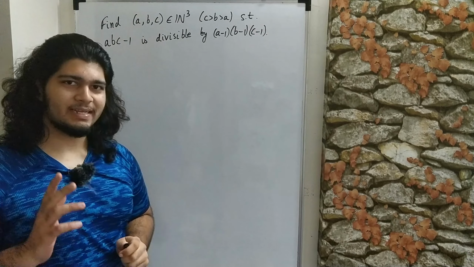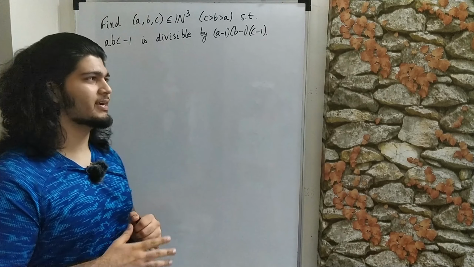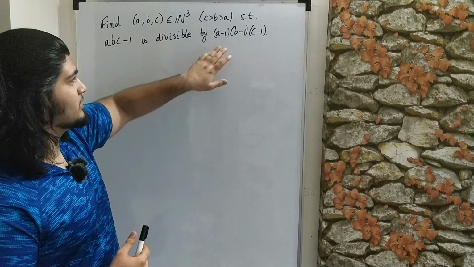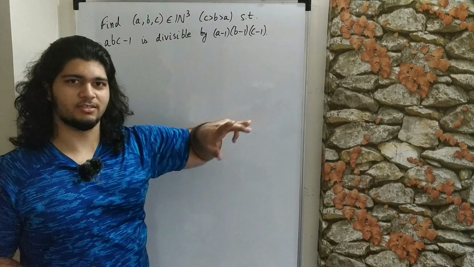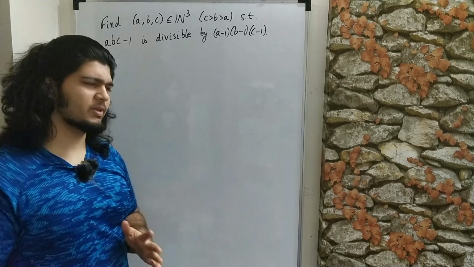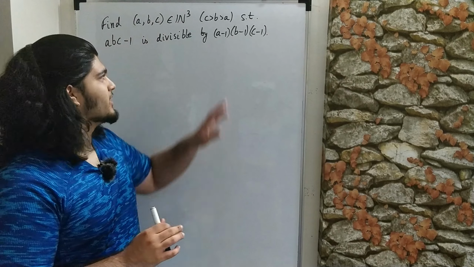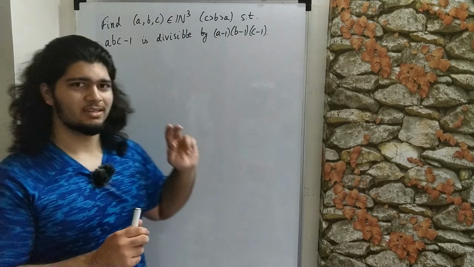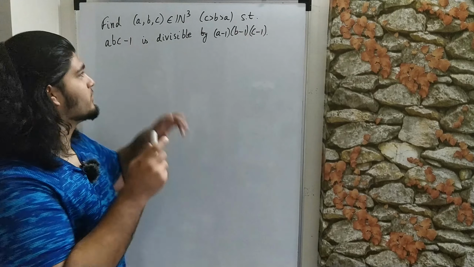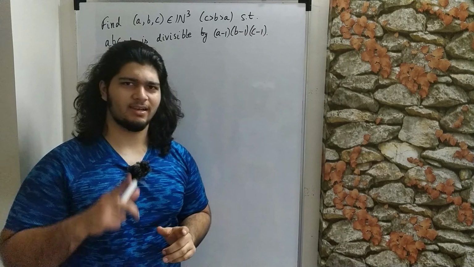But if they can never equal each other, that means that there will come a time when (A minus 1)(B minus 1)(C minus 1) will become too big to be a factor of ABC minus 1. But hold on, you might say, if this is always less than this, then how can this be too big to be a factor of this? Well, let me show you.